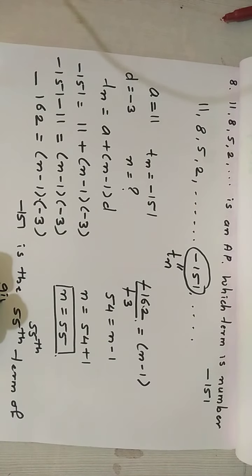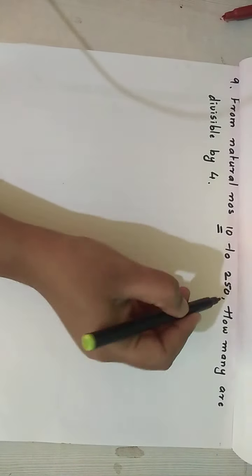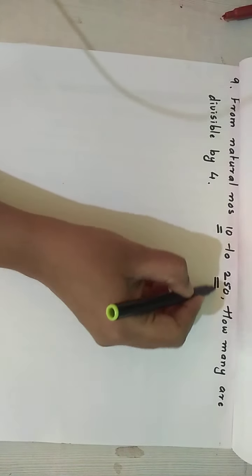Now the next sum, the ninth sum. As we did numbers divisible by 5, now we have to do numbers divisible by 4. If it is divisible by 4, that means the numbers will increase by 4 every time. So let's start with the natural number 10. You have to find all the numbers between 10 and 250 which are divisible by 4.